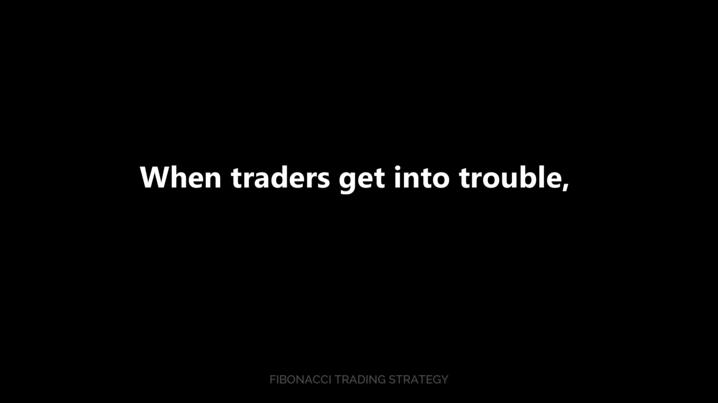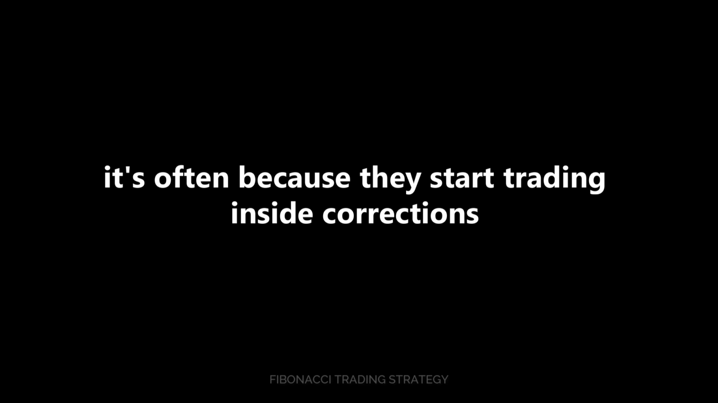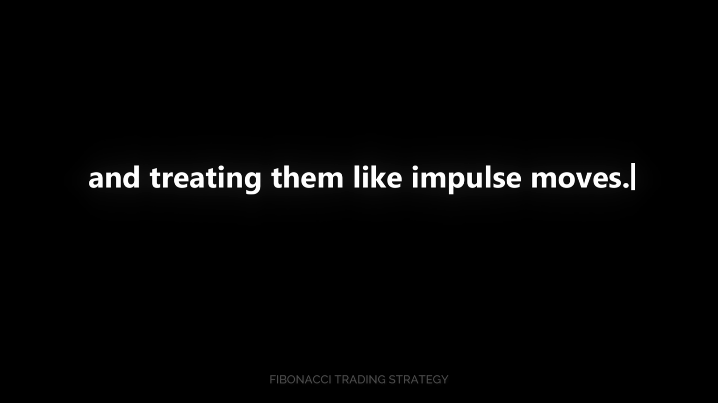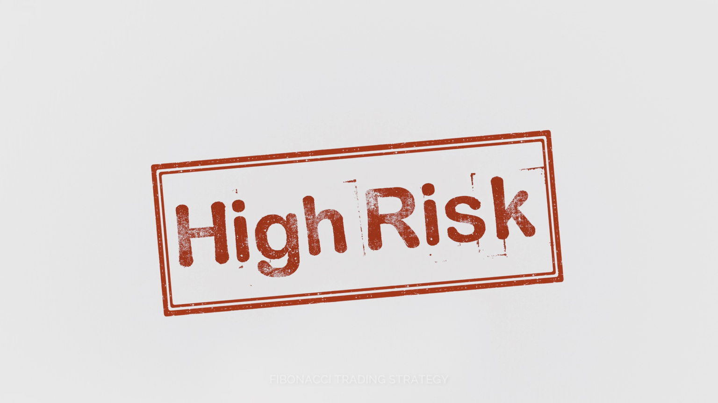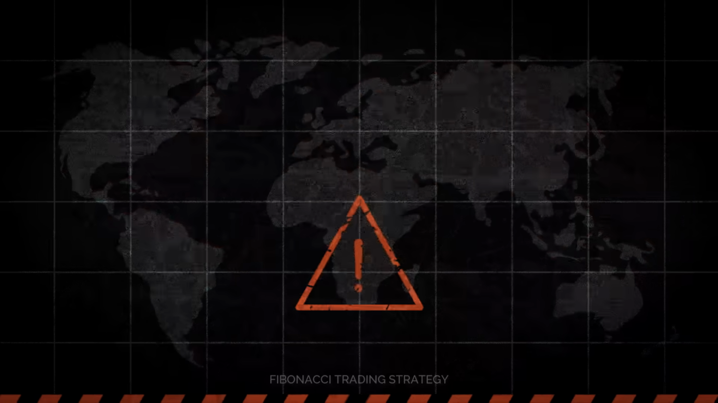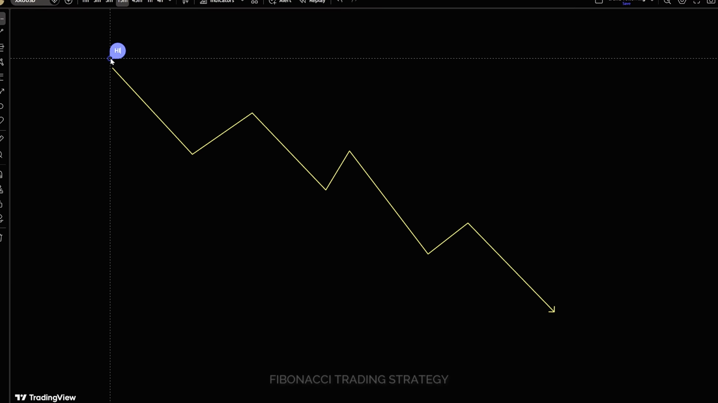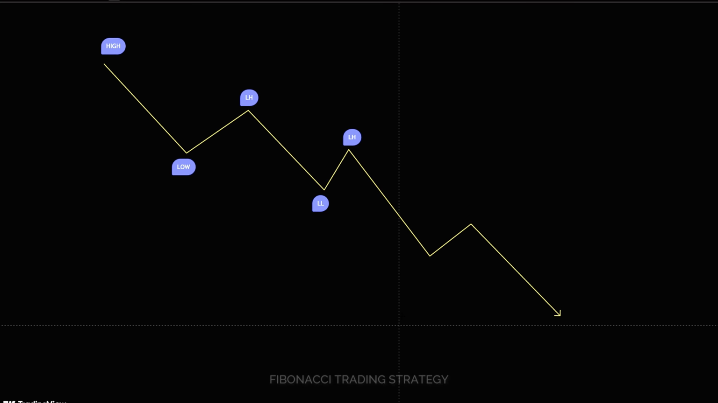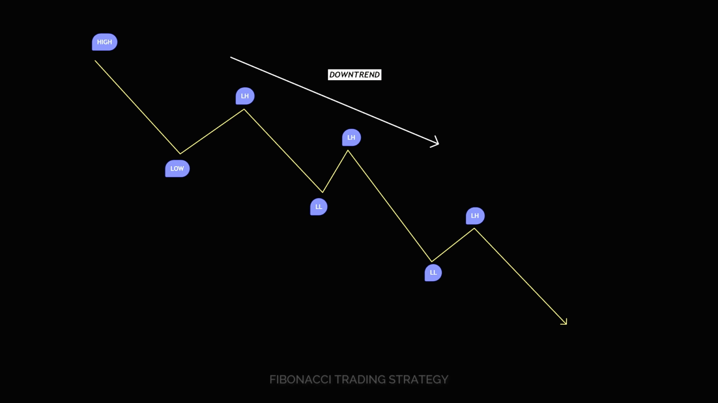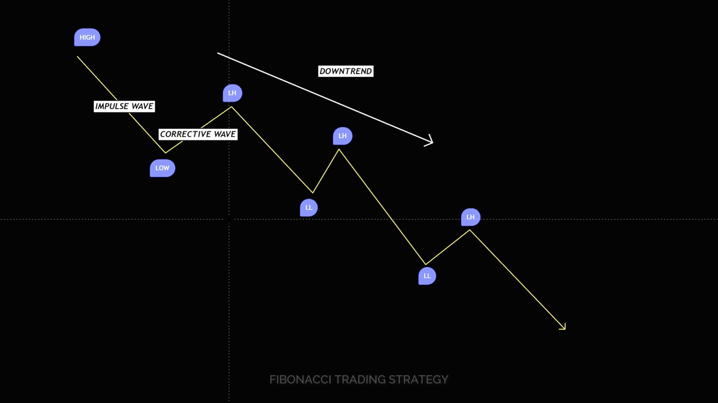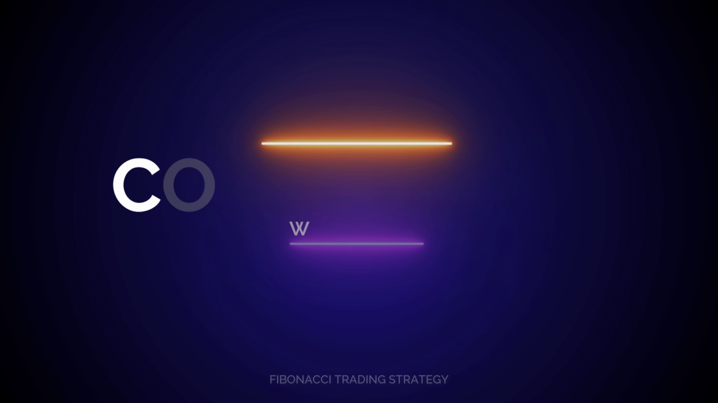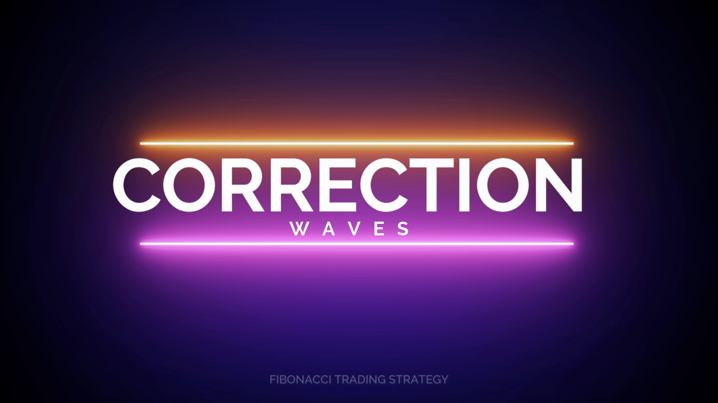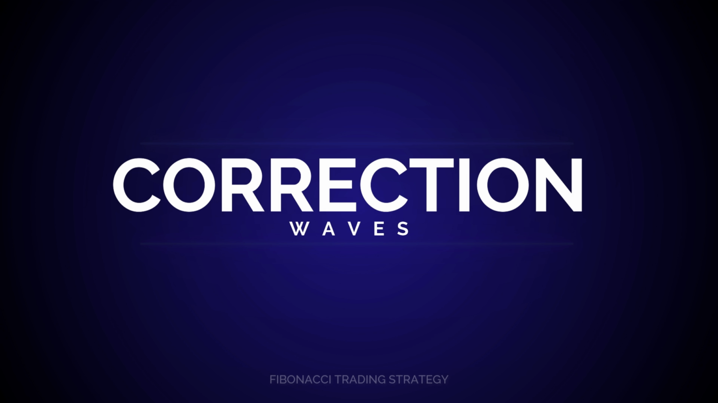When traders get into trouble, it's often because they start trading inside corrections and treating them like impulse moves. They're risking money before the market has actually shown who's in control. That's why understanding the difference between those two wave types is so important. The same concept applies in a downtrend. Price forms lower highs and lower lows. Impulse waves push the market lower. Correction waves temporarily move against the trend. And throughout this strategy, we're going to focus heavily on the correction wave because that's where we can start evaluating whether momentum is returning to the trend.